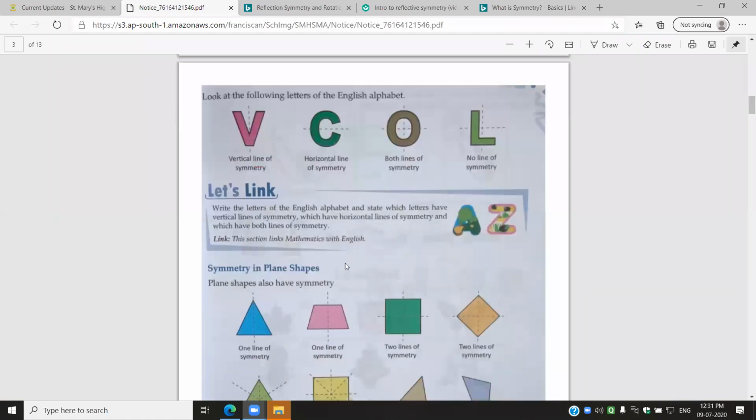So today's homework is this. Write the letters of the English alphabet and state which letters have vertical lines of symmetry, which have horizontal lines of symmetry, and which have both lines of symmetry. So this has to be done today.